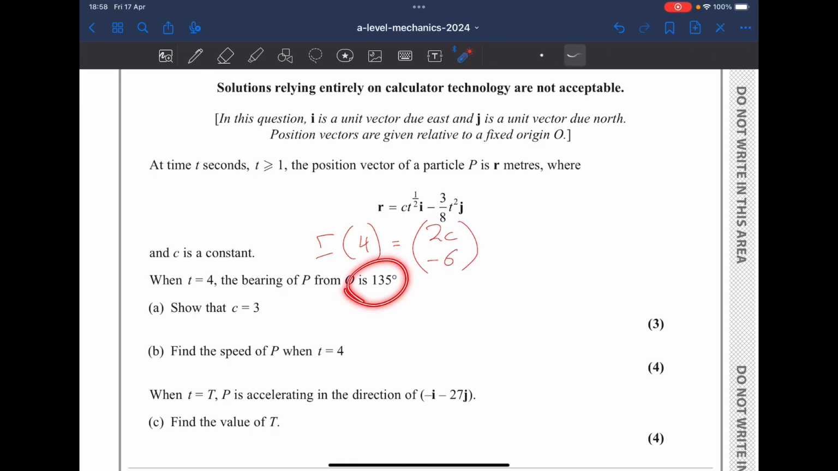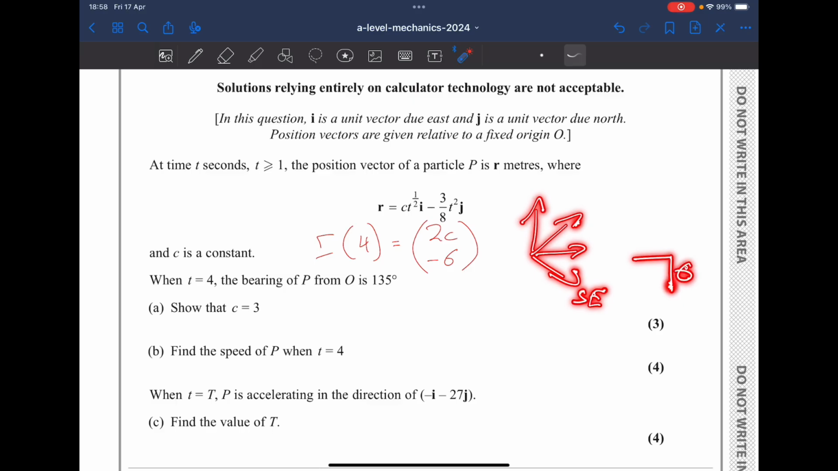Bearing of 135. So thinking about that, it's 135 degrees, so we're not north. We're not going to be northeast. We're not going to be east. We're going to be southeast. So that is, yeah, 135, southeast. So what we can think about, we must go equal parts right and down. So however we end up, we must go equal parts right and down. So the down, we know, is 6. So this is also 6, but it is 2C.